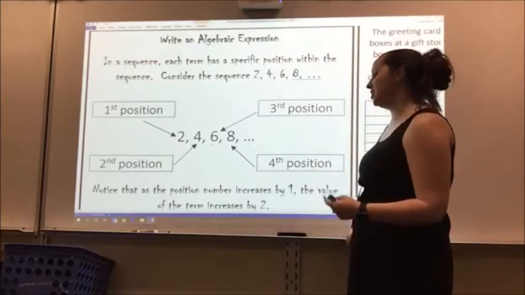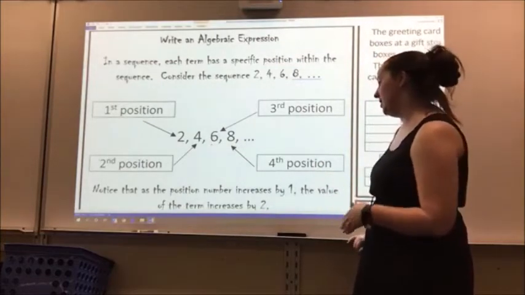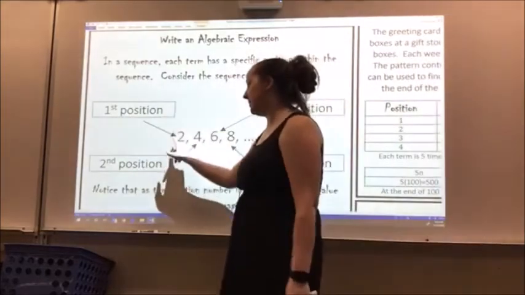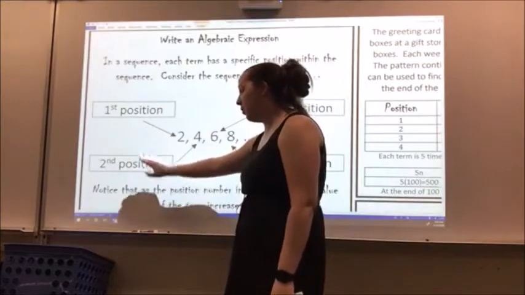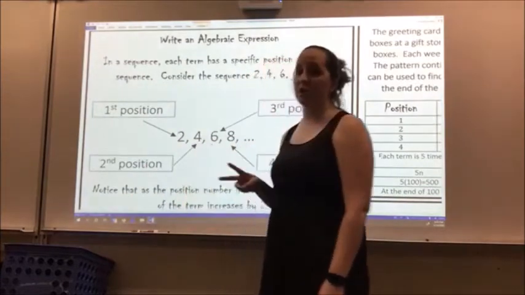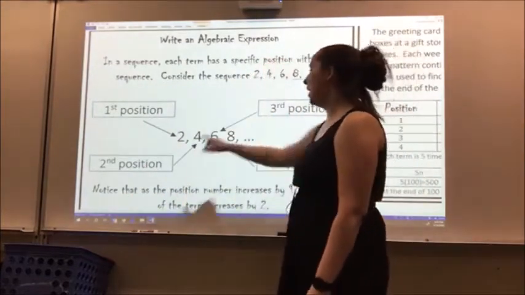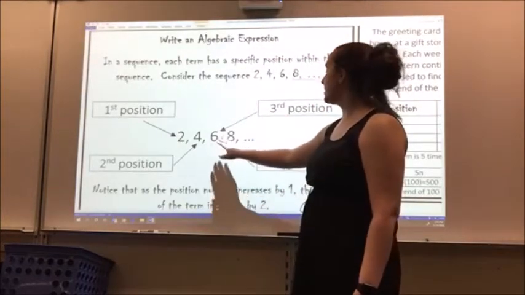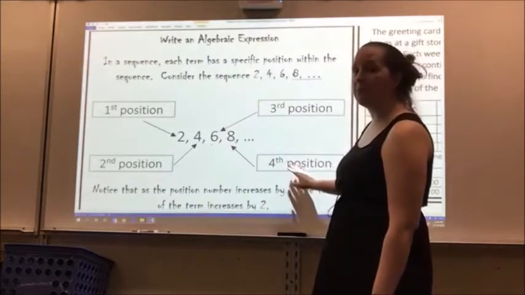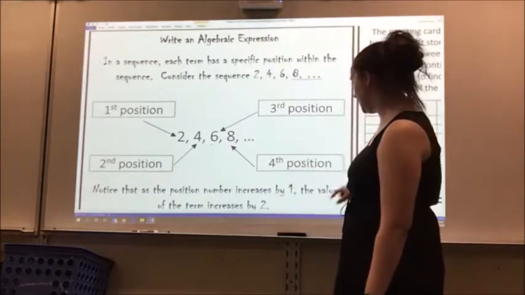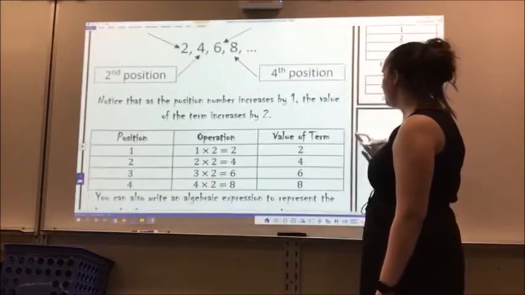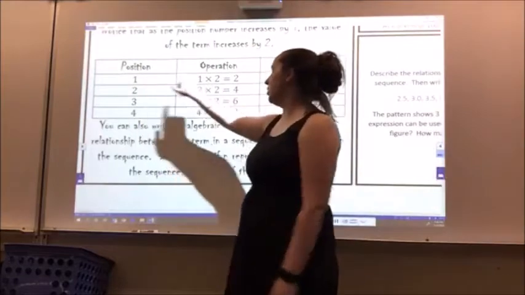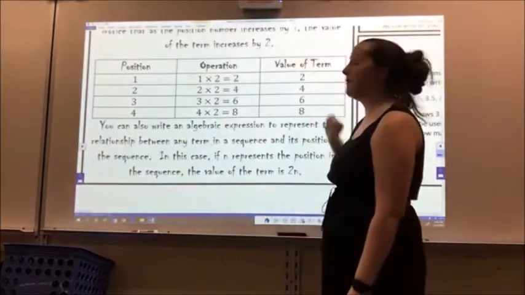Notice that as the position number increases by 1, the value of the term increases by 2. So I start here at my first position. I go up 1 position, my value increases by 2. Now I have 4. I go up by 1 position to third, my value increases by 2, so I have 6. I go up 1 position to fourth, my value increases by 2, now I have 8. Okay. So we get this. My first position, 1 times 2 gives me 2, so I have a value of term 2.